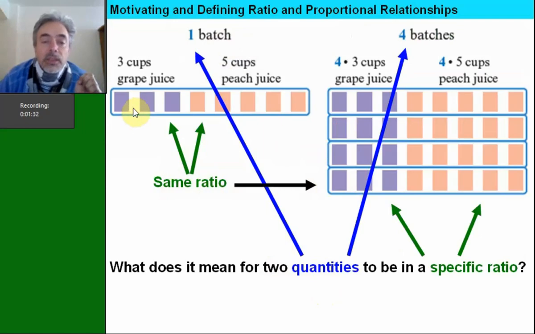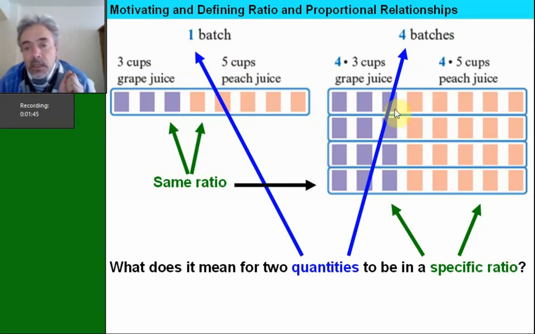This one has 3 parts of grape juice and 5 parts of peach juice. So this is the proportion of 3 to 5, 3 grapes to 5 peaches. And as you can see here, the other mixture also has the same ratio: 3 parts of grape to 5 parts of peach. So by having the same ratio, we can say that they have the same color and the same taste, even though they have different quantities of the substance.